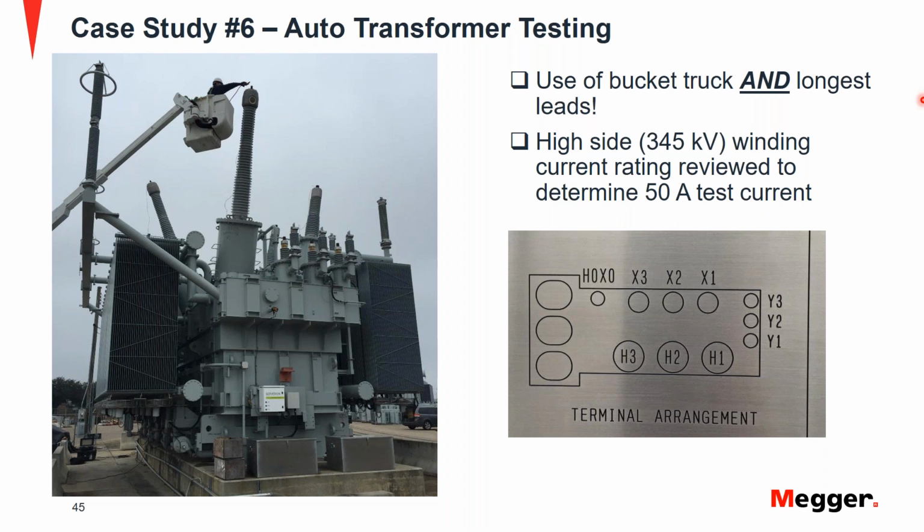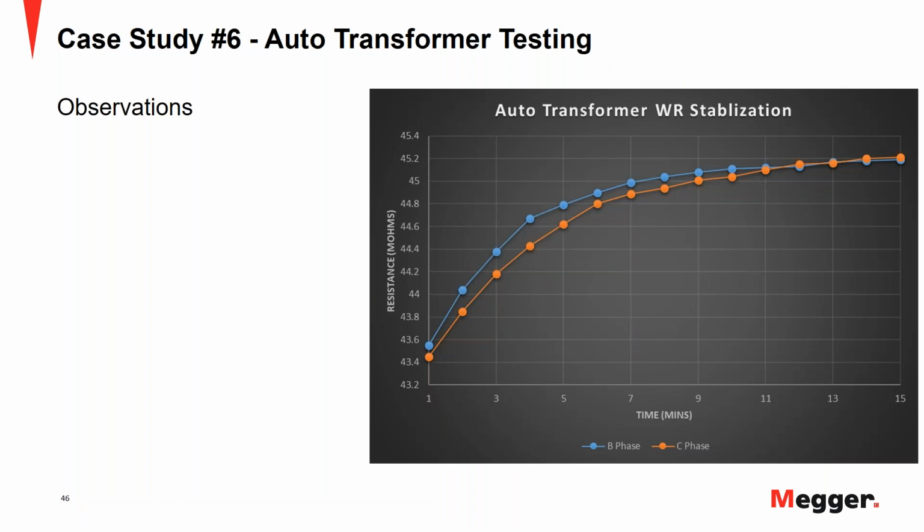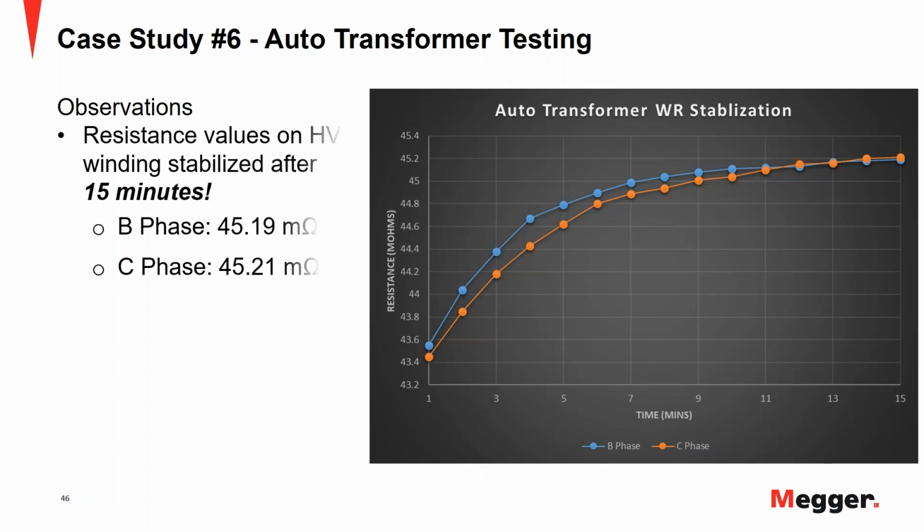So as far as testing for the transformer goes, we selected a test current of about 50 amps based on the rating of the high voltage side. And here's what we found. So in our observations, we found that the resistance values for the high voltage winding took almost 15 minutes to stabilize. So on the right side of your screen, you'll see the graph of the B and the C phases for their resistance. So you can see that the resistance values do stabilize, but it took as long as 15 minutes for that value to give us a final stabilized value.